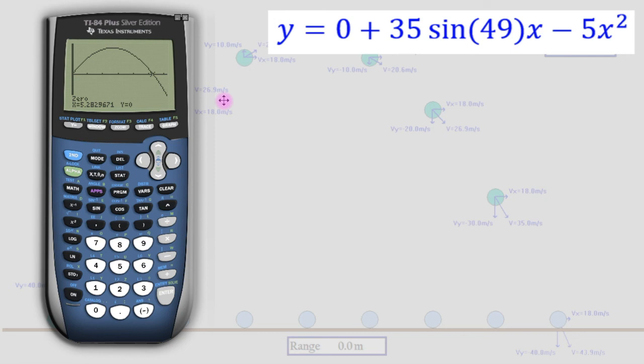Okay, so next time we're going to be looking at some special equations for level-to-level projectiles only, and so therefore keep that in mind, and I'll talk to you later.